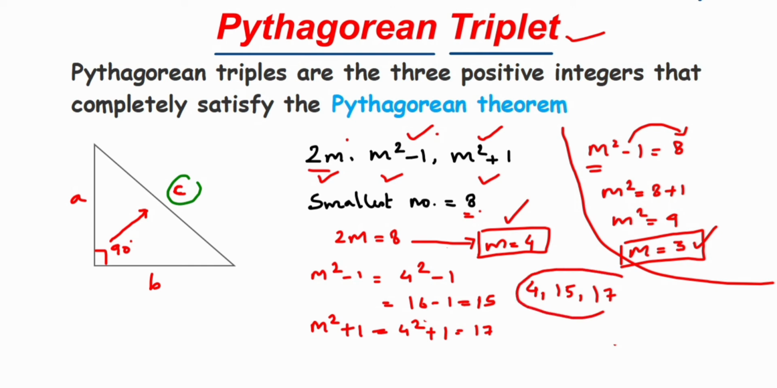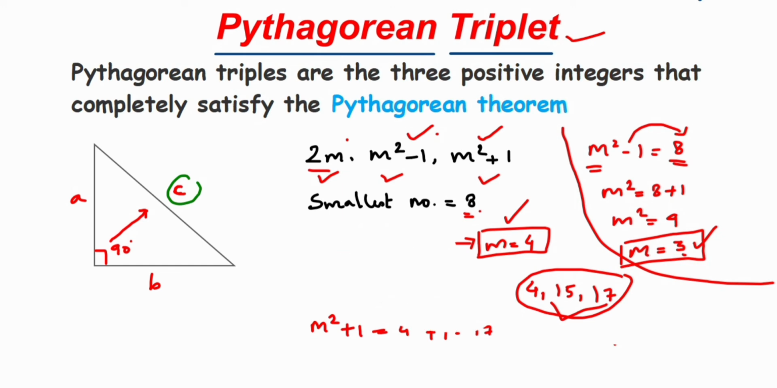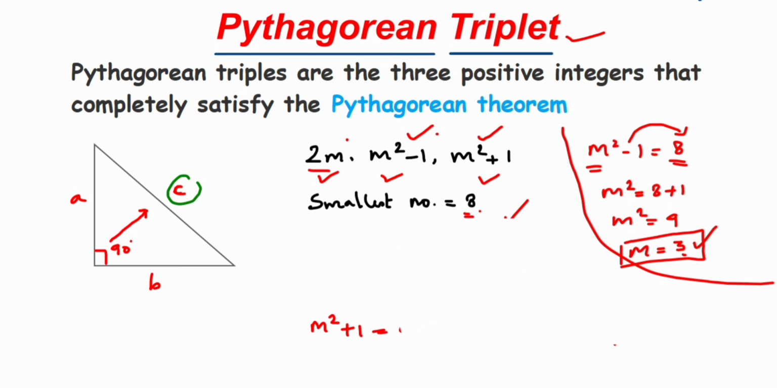Pythagorean triplet. See, I assumed here 2m is equal to 8, and then I got these 3 numbers as my triplet. Now what if I assume m square minus 1 is equal to 8? In that case I got my m value equal to 3. Then what will be the Pythagorean triplet in that case? Let me show you. I got 8, 15, 17 as one, and so here the answer is changing.